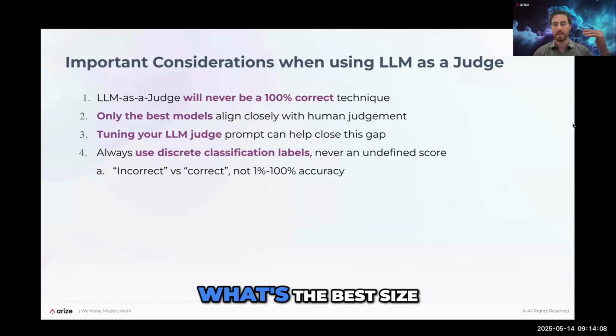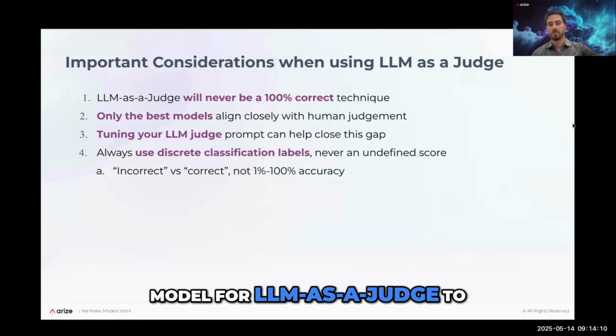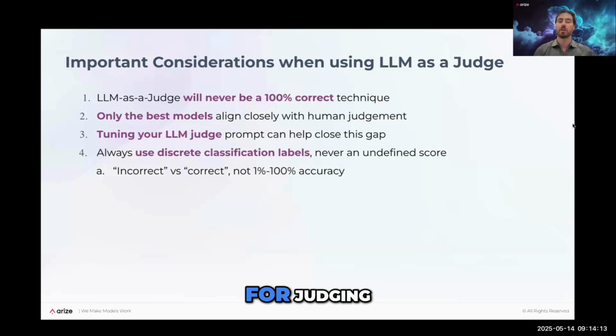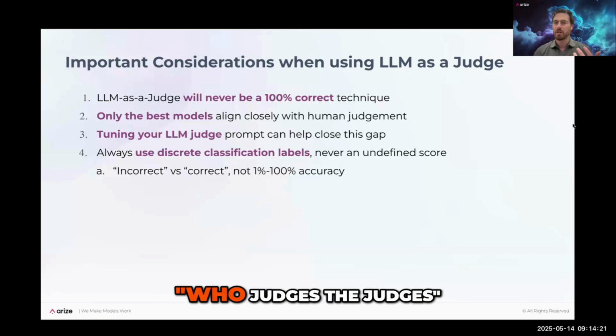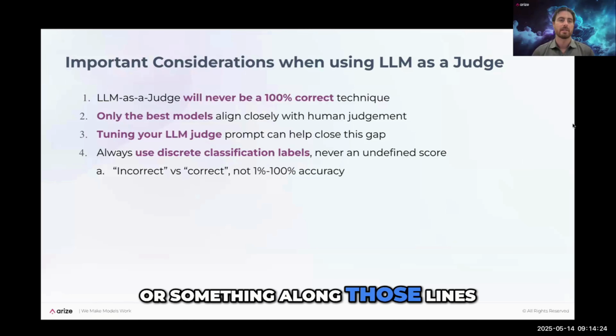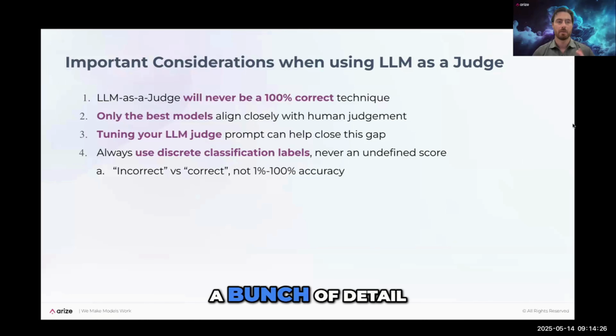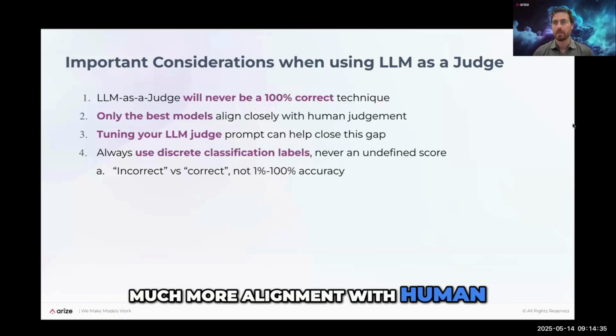There's a question in the chat: what's the best size model for LLM as a judge to minimize the need for judging the judge itself? There is a great paper that goes into this in detail, I think it's called Who Judges the Judges, or something along those lines. One of the takeaways is that as you get into the GPT-4 level models, you see much more alignment with human results.